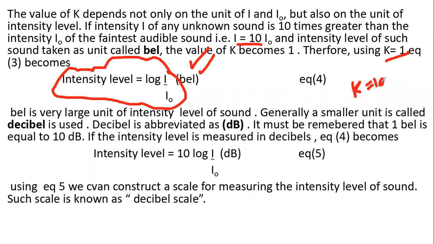Bel is a very large unit of intensity level of sound. Generally, the smaller unit called decibel is used. Decibel is abbreviated as dB. It must be remembered that one bel is equal to 10 decibel. If the intensity level is measured in decibel, then the equation can be written as under. Such a scale for measuring the intensity level of sound is known as the decibel scale. So the intensity level unit is decibel. You will write this one. Bel, you will not write, although it's a unit.